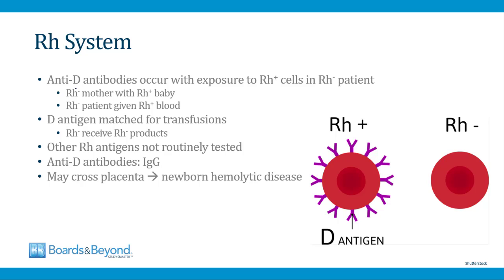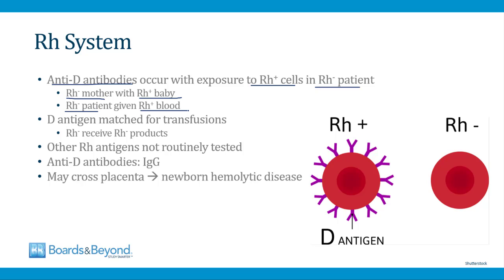Antibodies to the A and B antigens occur naturally by 4 to 6 months of age, but it's different for anti-D antibodies. Anti-D antibodies only occur with exposure to Rh positive cells in an Rh negative patient. So this can happen during pregnancy if the mother is Rh negative and her baby is Rh positive. Some of the baby's cells can get into the mother's circulation and that will generate an antibody response. This could also happen if an Rh negative patient was given Rh positive blood as a transfusion.